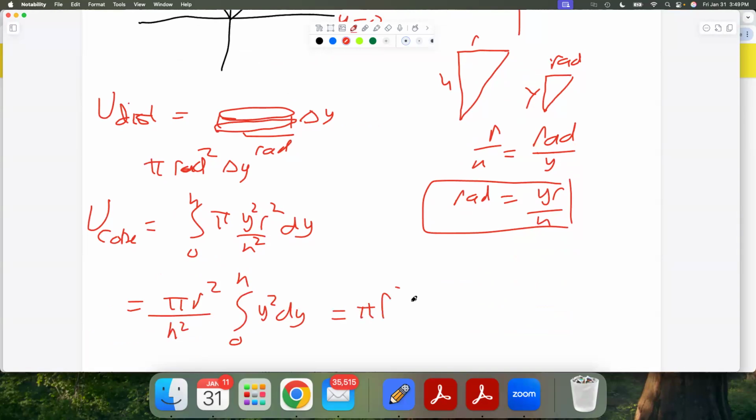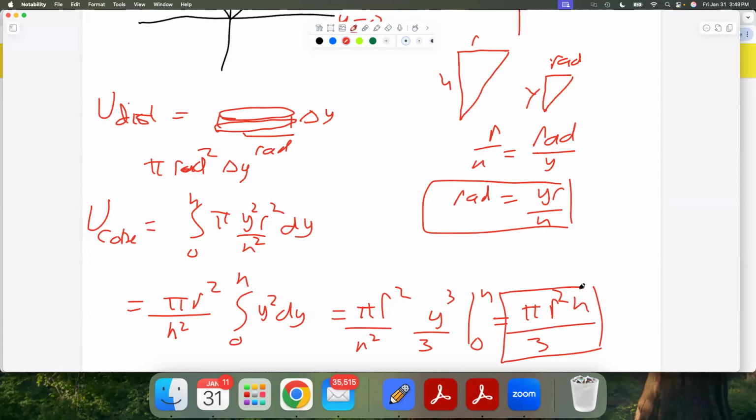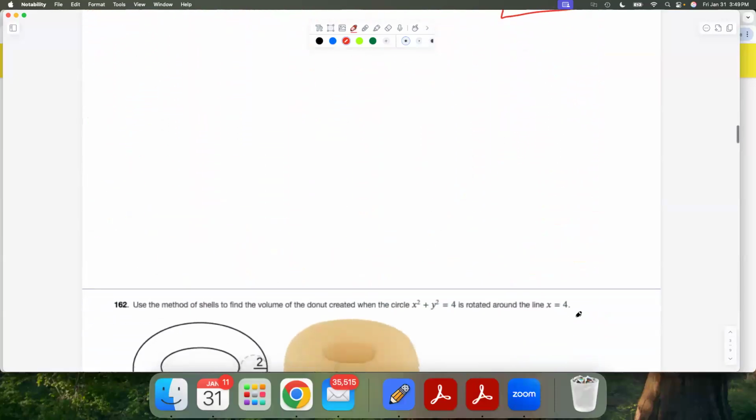So that's pi r squared over h squared. Antiderivative of y squared is y cubed over 3, evaluated from 0 to h. At 0, that guy's going to be 0. So we're just going to throw in an h. We get pi r squared, we get h cubed over h squared, so h over 3. That is the volume of a right cone with base radius r and height h. And we've now proven that.